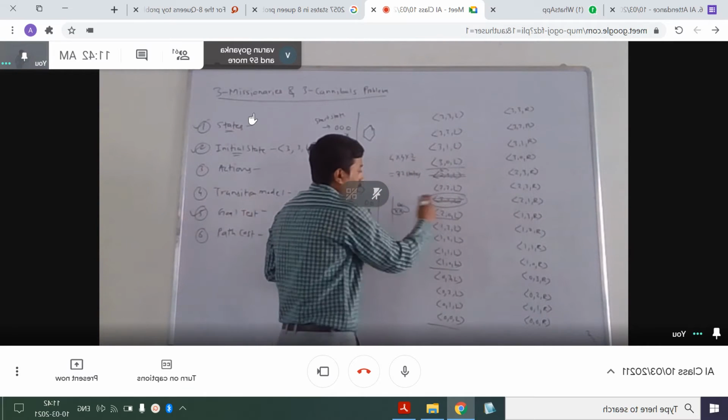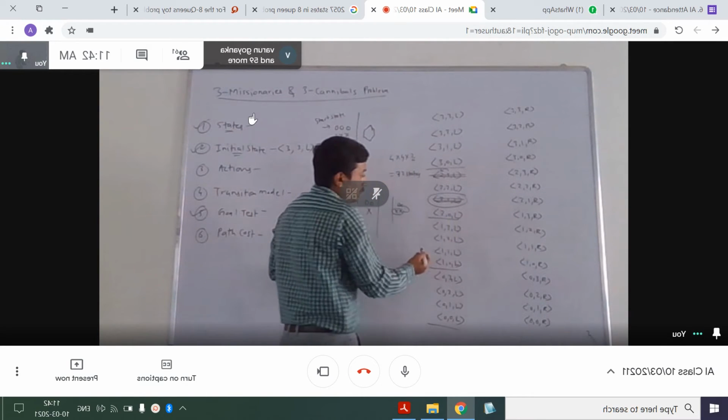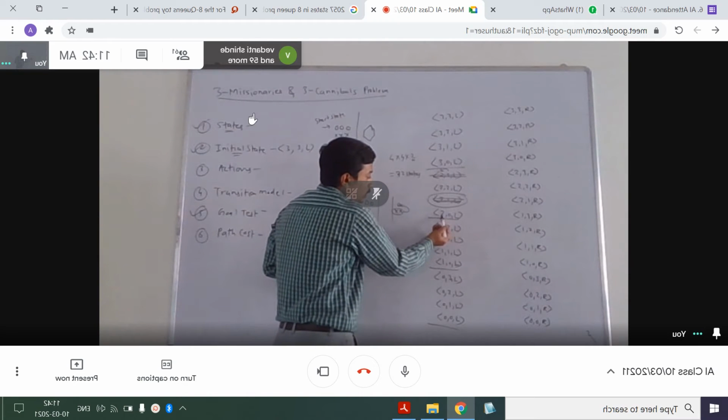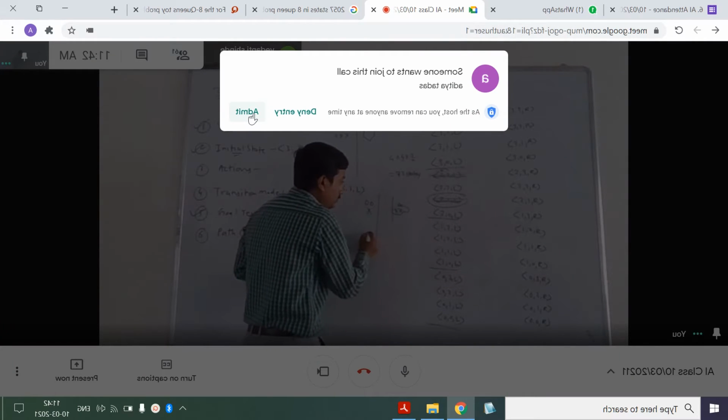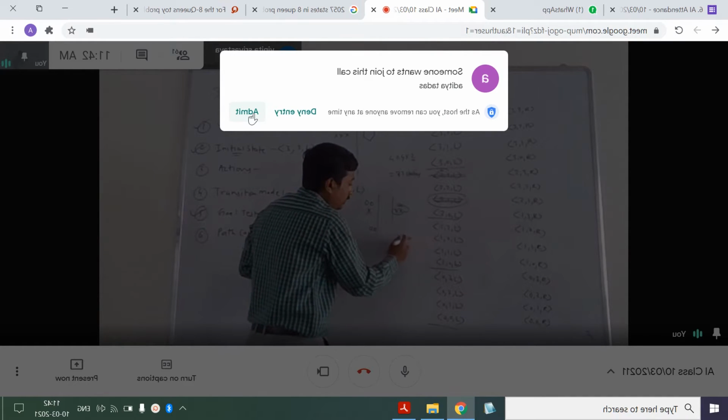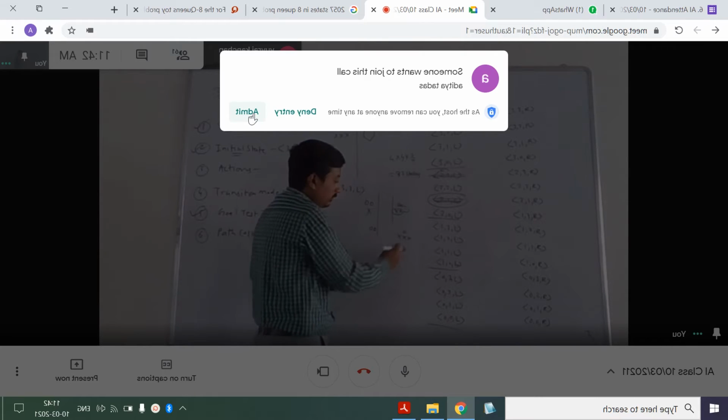Then next one is 2 0. What about 2 missionaries and 0 cannibals on the left? That means on the right side we will have 1 missionary and 3 cannibals, which means the cannibals outnumber the missionary.